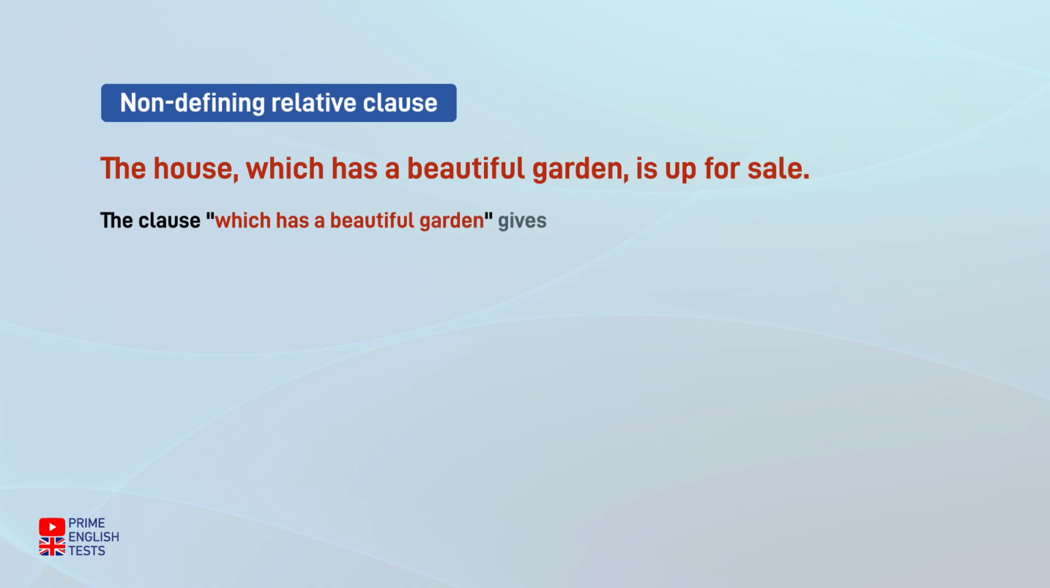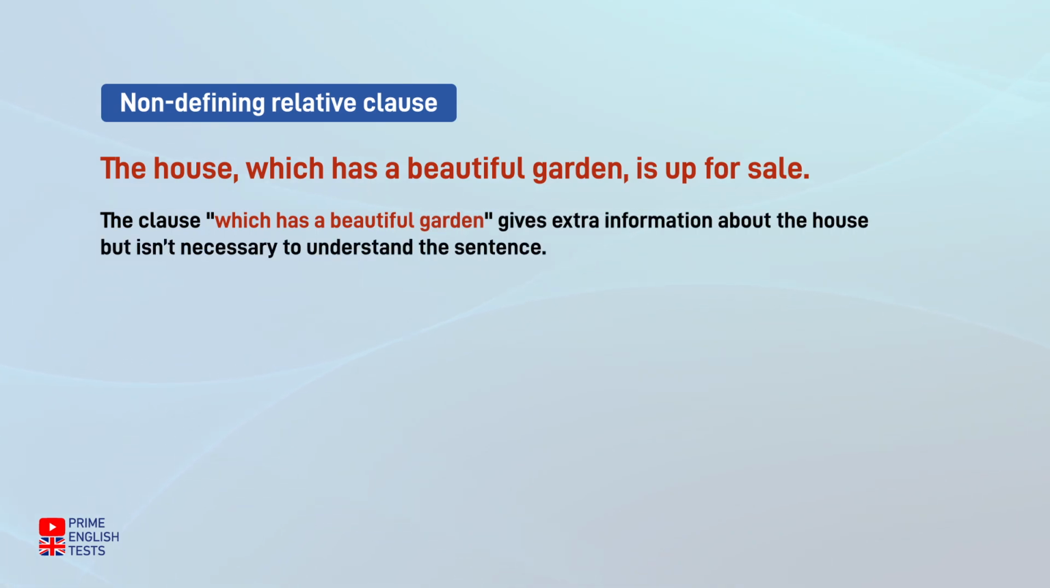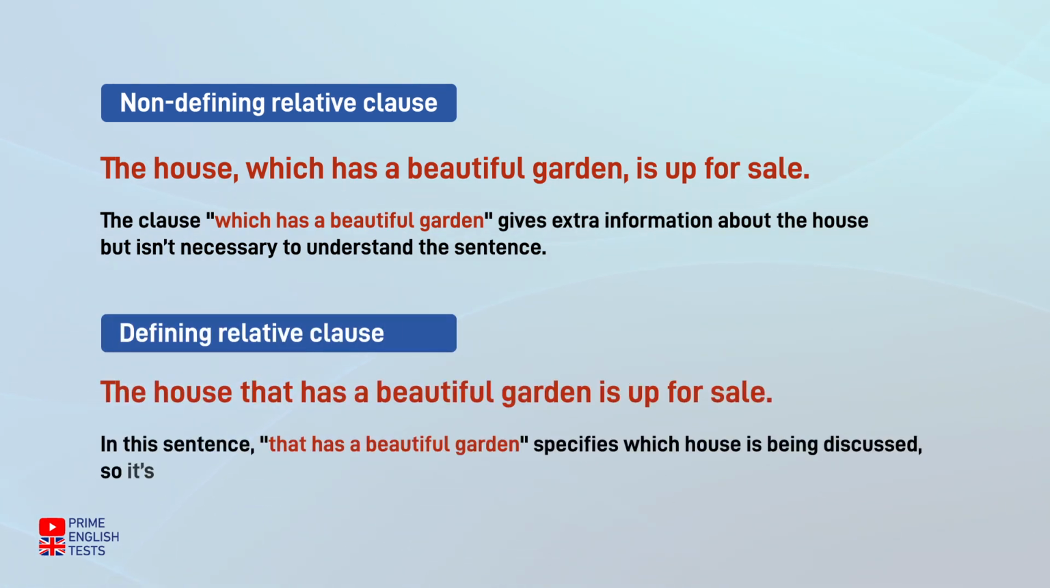The house, which has a beautiful garden, is up for sale. The clause "which has a beautiful garden" gives extra information about the house but isn't necessary to understand the sentence. The house that has a beautiful garden is up for sale. In this sentence, "that has a beautiful garden" specifies which house is being discussed, so it's essential.